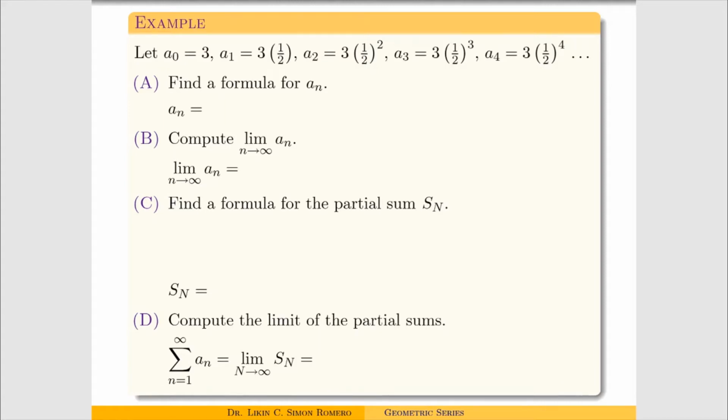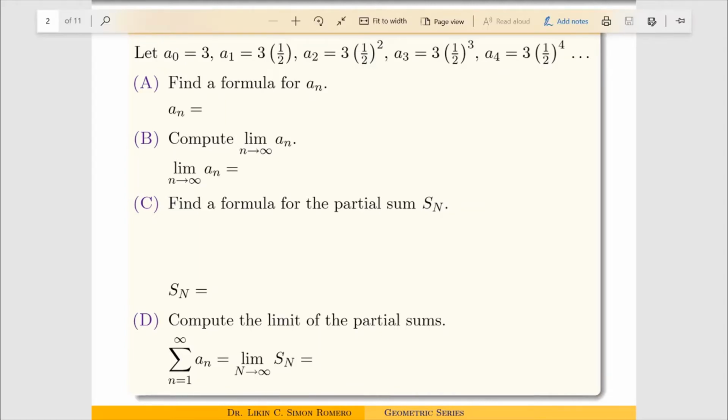So this first example, we have the sequence, which is given by a0 equals 3, a1 is 3 times a half, a2 is 3 times 1/2 squared, and so on. So given this pattern, we want to find a formula for the nth term of this sequence. If we look at this, we see that every a of n has a 3 in front of it, and then we have a 1/2 here. And so this ends up being 3 times (1/2)^n.